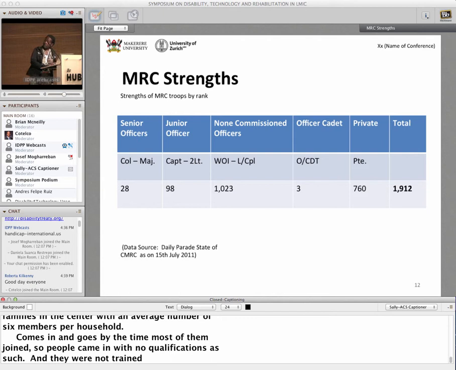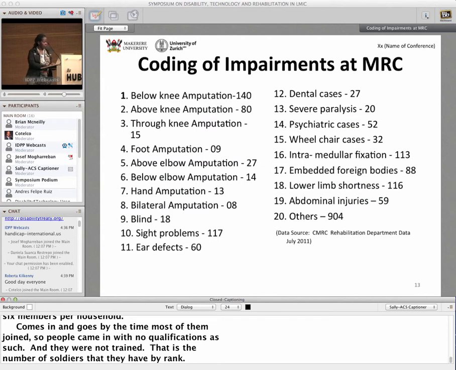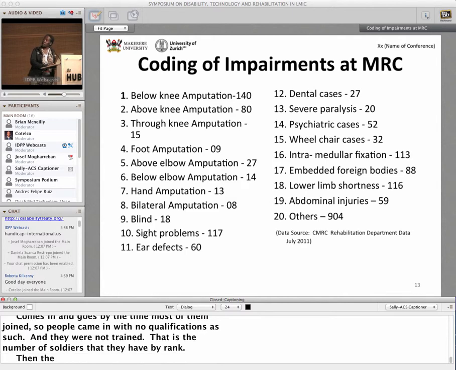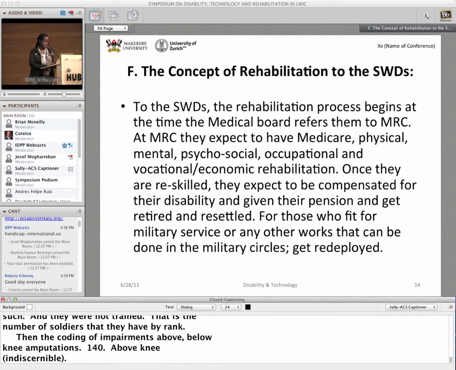That is the number of soldiers that they have by rank. Then the coding of the impairments have those below knee amputations, 140, above knee, as you can see them. I don't need to read that.